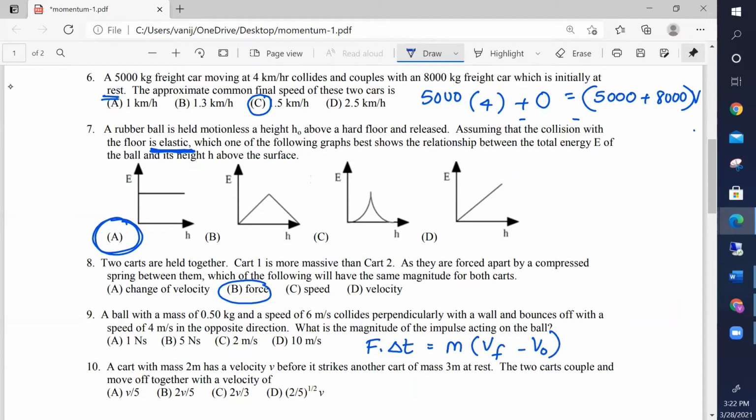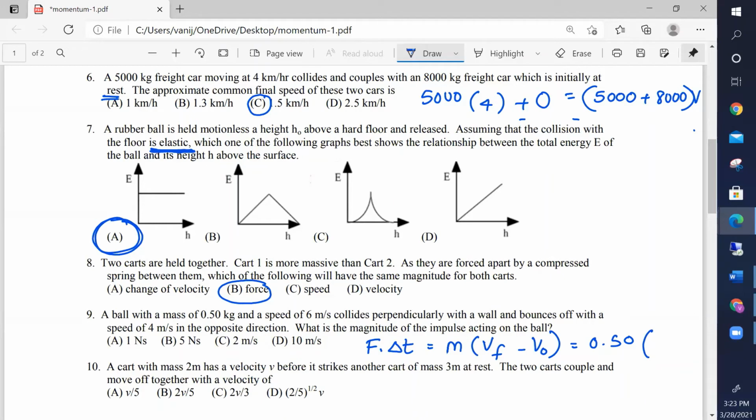So whenever they say find impulse, you can find it in two ways. You can do force times delta T, or you can do M times Vf minus V naught, because impulse is the same as change in momentum. F times delta T equals M times Vf minus V naught. So it is going to be 0.5 times Vf minus V naught.